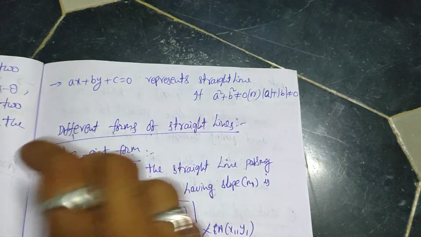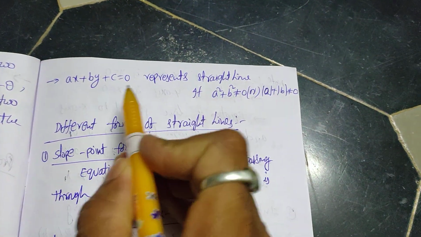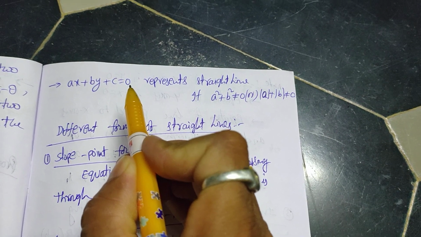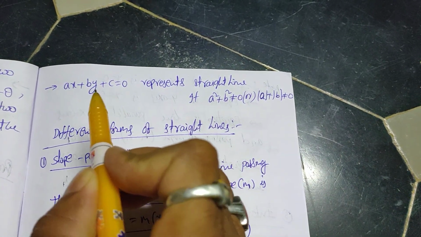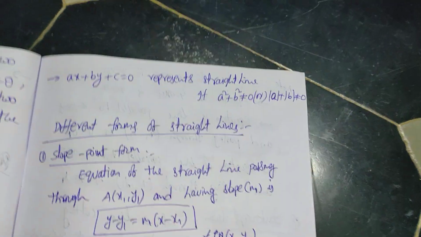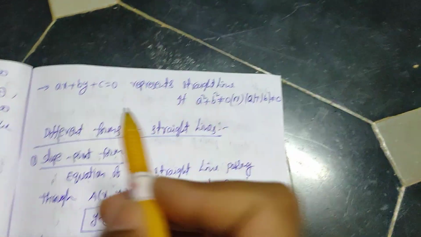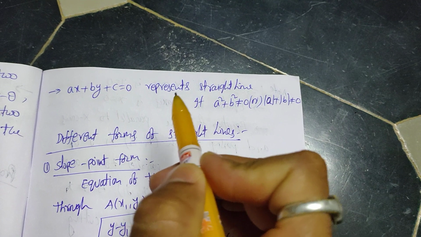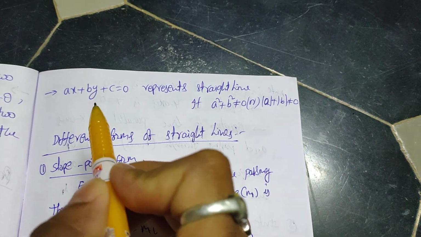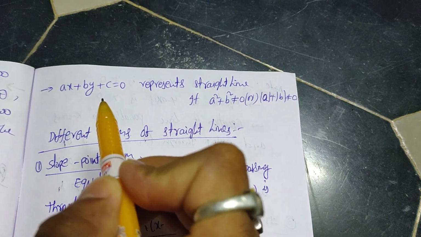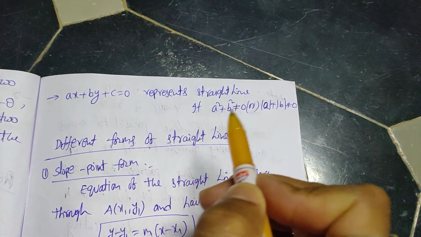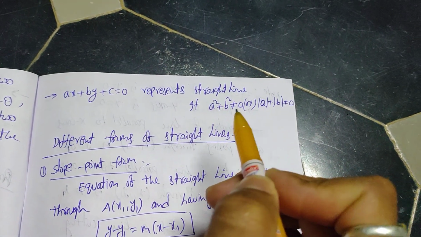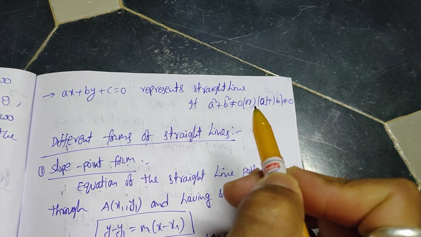In general, ax plus by plus c is equal to 0 represents a straight line. Here a, b, c are constants and x, y are the variables, two variables. If ax plus by plus c is equal to 0 represents a straight line, it should follow either of these two conditions. Both of these have the same meaning.